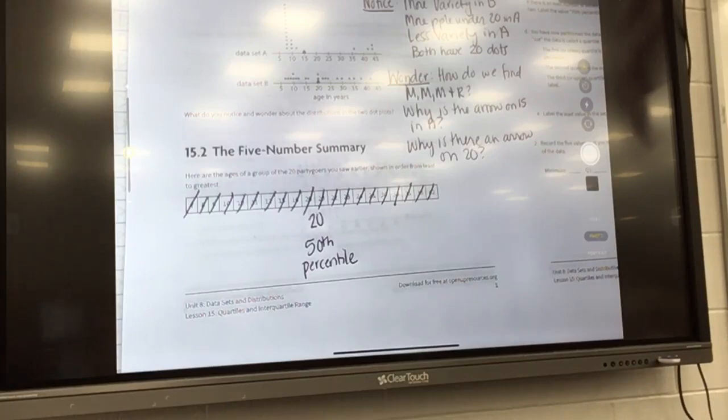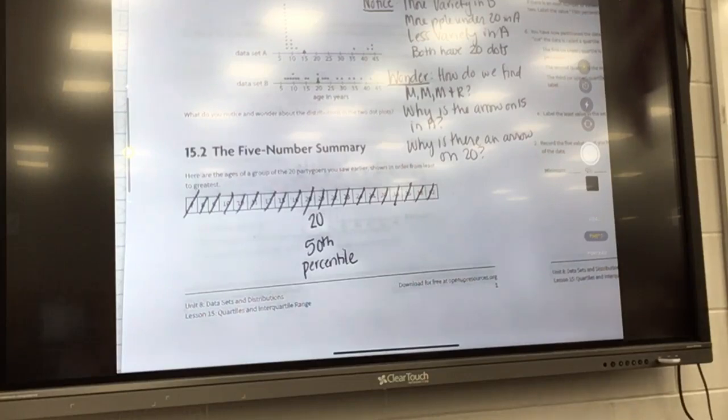All right, remember, when we're dealing with quartiles and interquartile range, yesterday we talked about the word quarter, right? How many quarters are in a dollar? 4. So essentially today, you're gonna see your data split up into 4 quarters, or percentages, 25%.